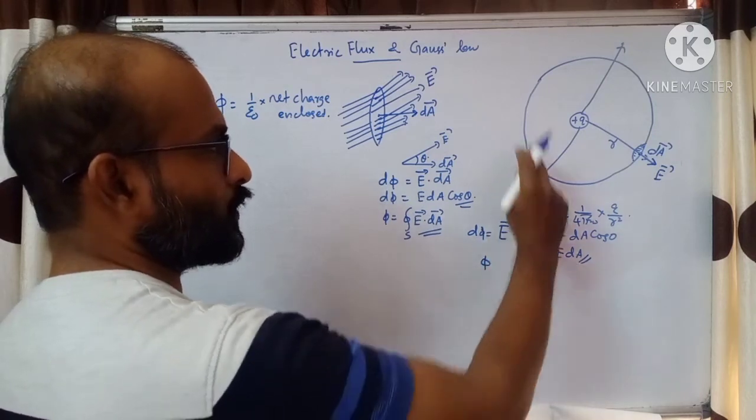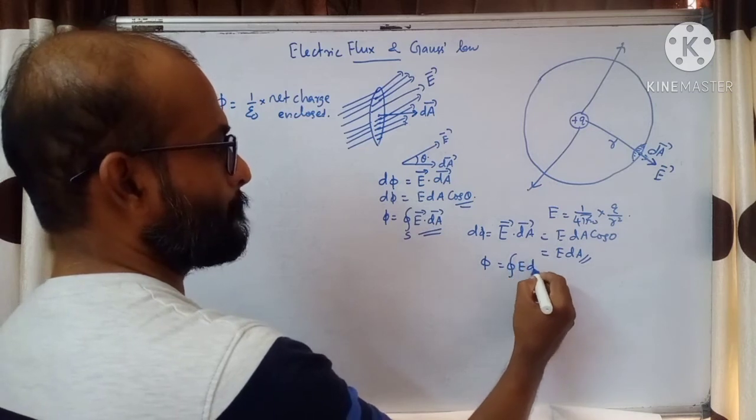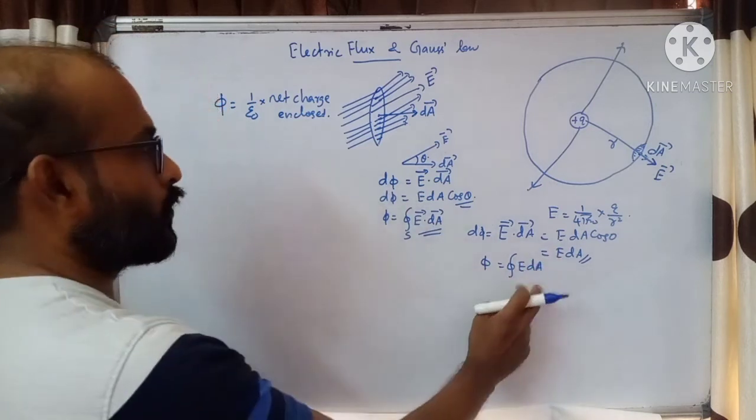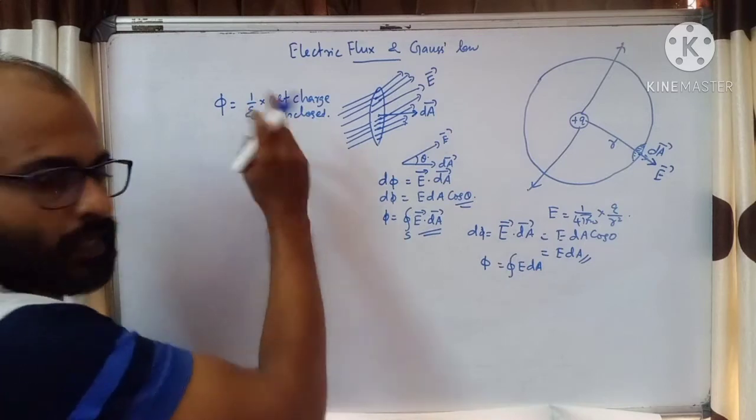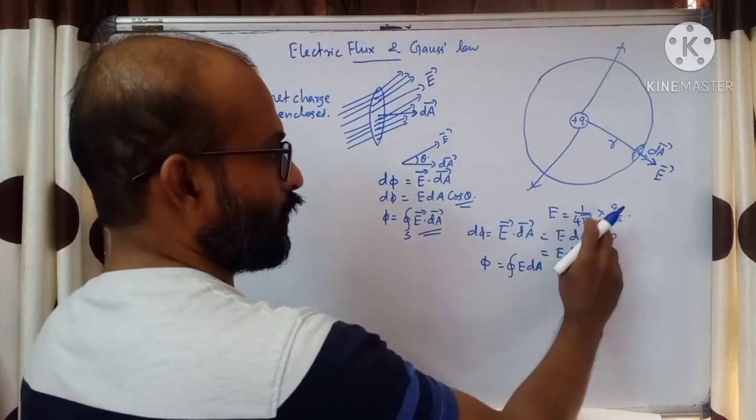The total flux through the entire surface is equal to the integral of E dot dA. Okay, we need to find this. We need to prove that this will be equal to 1 by epsilon 0 times the net charge. That's our aim. Now what we do is, we have the value of E.